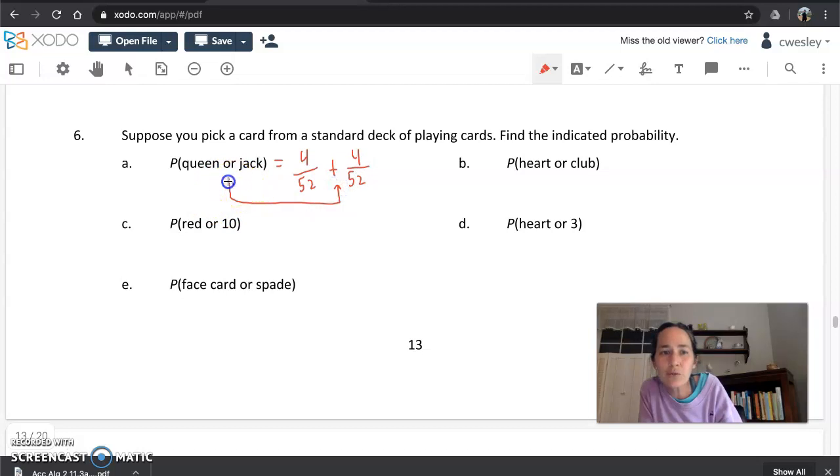There are 4 queens in the deck out of 52, plus the 4 jacks in the deck out of 52. So or is going to signal that we add. Now maybe you just put an 8 over 52 to start with, or maybe you already reduced. Maybe you already made this 1 in 13 plus 1 in 13. That works as well. Final answer would reduce to 2 over 13.